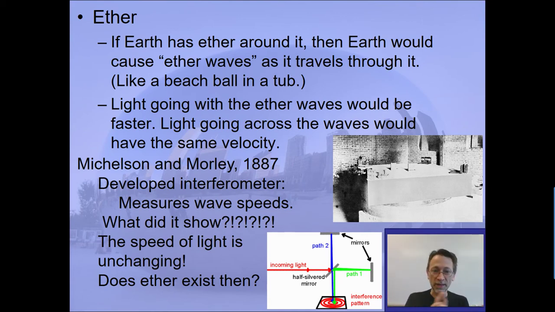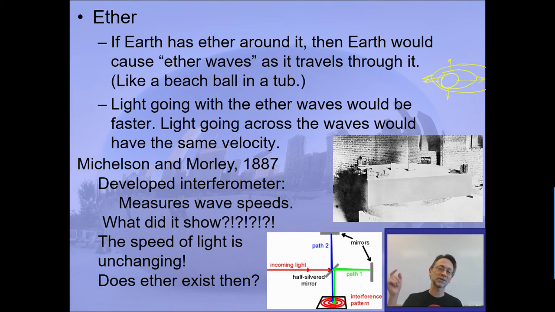Light going with the ether then would have to be going faster because it's compressing those waves together, and light going across the waves would have to be going the same velocity. So you could kind of picture like if the Earth is here and it's moving this way and we get these waves that are being spread out in the back there, then if I shoot light this way, it's going to have a very different speed than if I shoot light this way or if I shoot light to the sides. So that's why we have to be able to measure the speed of light, because if we can shoot light in all of those different directions, then we can determine if it's all traveling at the same speed, then there is no such thing as ether.